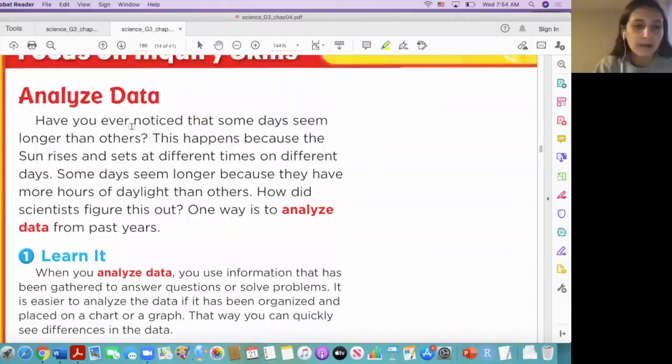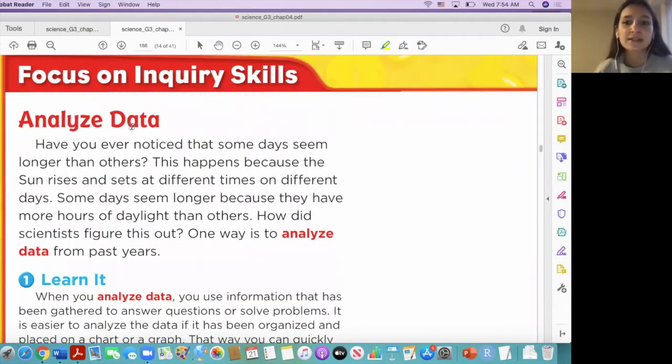Okay, have you ever noticed that some days seem longer than others? This happens because the sun rises and sets at different times on different days. Some days seem longer because they have more hours of daylight than others. How did scientists figure this out? One way is to analyze data from past years.